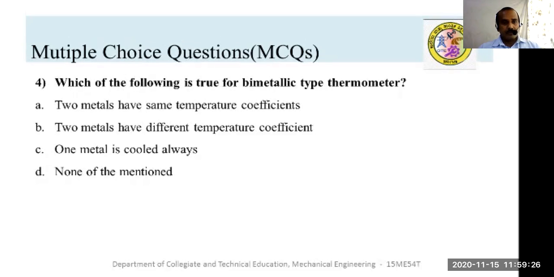Question number 4. Which of the following is true for a bimetallic type thermometer? Two metals have the same temperature coefficients. Two metals have different temperature coefficients. One metal is cooled always. None of the above. The answer is B. In a bimetallic type thermometer, two metals are used which have different temperature coefficients.